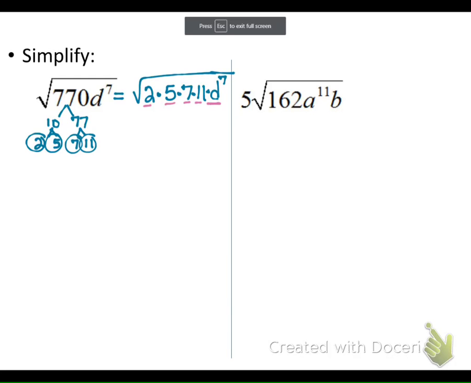So if I'm going to take 1d and keep it on the inside, I'm going to take 1 away from 7 and get 6. Then what's half of 6? 3. So I'm going to have d to the 3rd on the outside. And then what am I going to have left on the inside? 2 times 5 times 7 times 11, which equals 770. And then what else am I going to have stuck on the inside? 1d. Just remember, every single time that your variable has an odd exponent, you will always have 1 variable left on the inside.